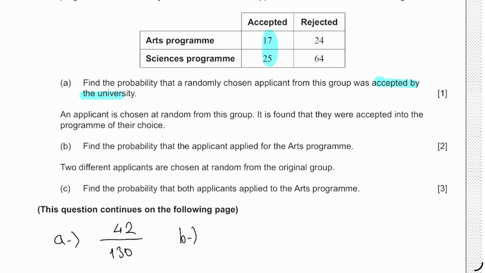Let's look at part B. An applicant is chosen at random from this group. It's found that they were accepted into the program of their choice. So they are accepted, right? So we're going to choose something from this group. This is given. This is called conditional probability.